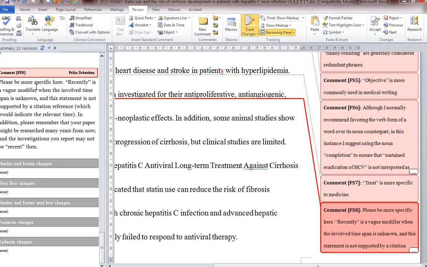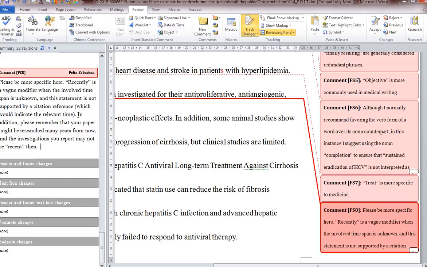As you can see here, we need the author to be more specific. Recently is a vague modifier when the involved time span is unknown. And this statement is not supported by a citation reference, which would indicate the relevant time. If an author uses recently in a statement, but the statement is supported by citation references, particularly those that include the year in text, I usually don't comment about it, as long as the years involved are relatively recent. But in this instance, the author does not have a citation reference. There are no years mentioned, no reference to time at all. So I want to leave this comment.